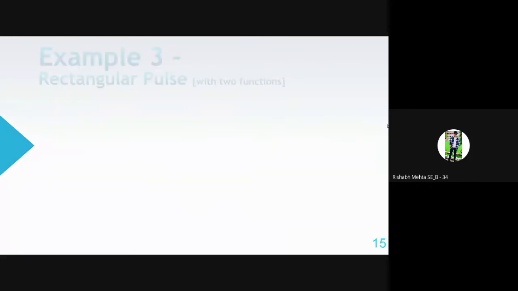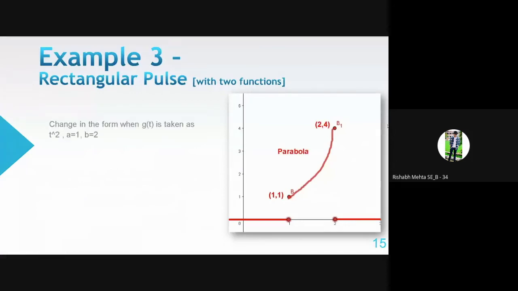Let's see an example of this scenario. Let's assume that the function g of t to be t square and a is equal to 1 and b is equal to 2. Applying all these values to our equation, we will get a graph like this, as you can see here. Before 1, the graph will have the value 0, and even after 2, the graph will have value 0. But between 1 and 2, the graph will look like the function t square. Therefore, we will have a parabola between 1 comma 1 to 2 comma 4. With this, we finish all our examples.